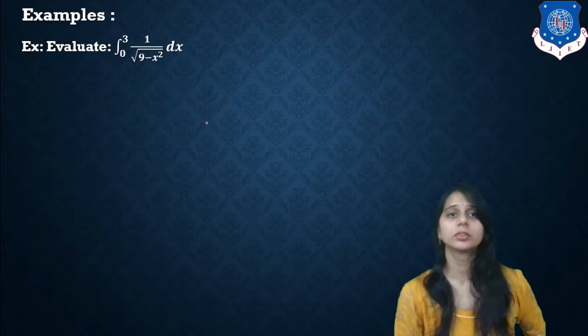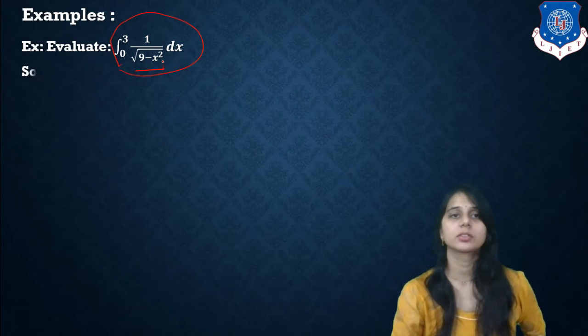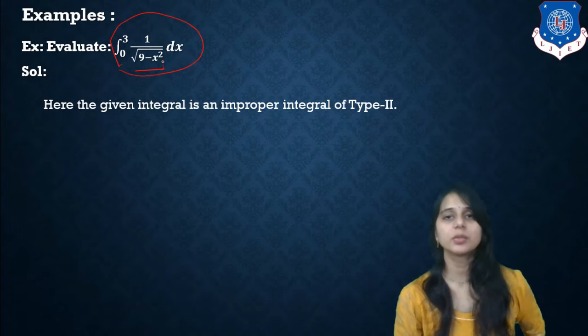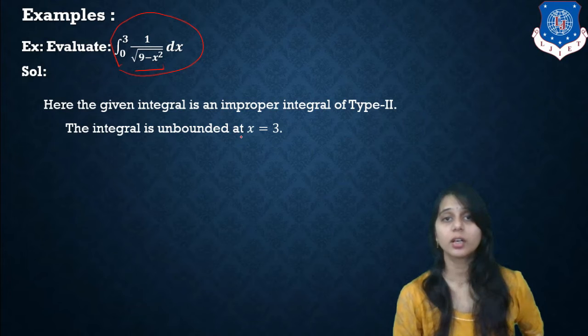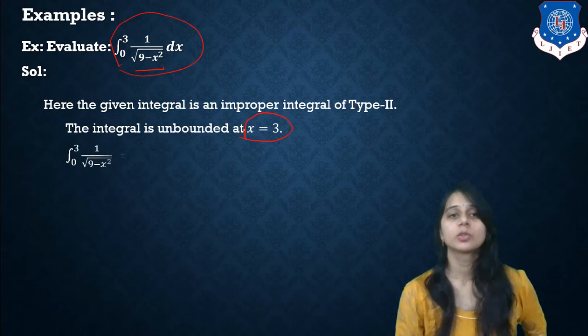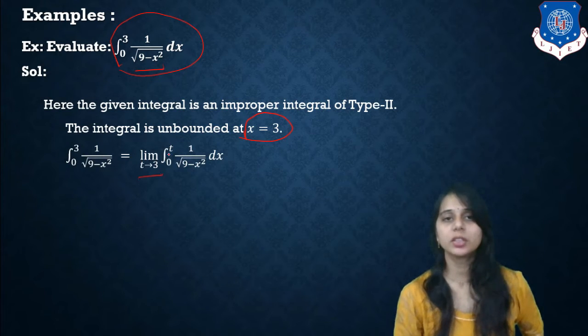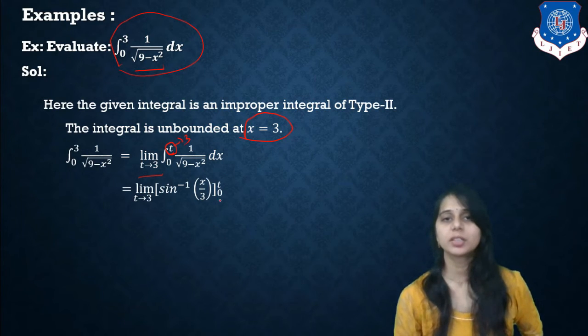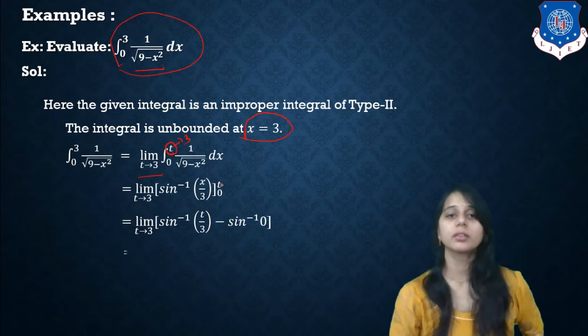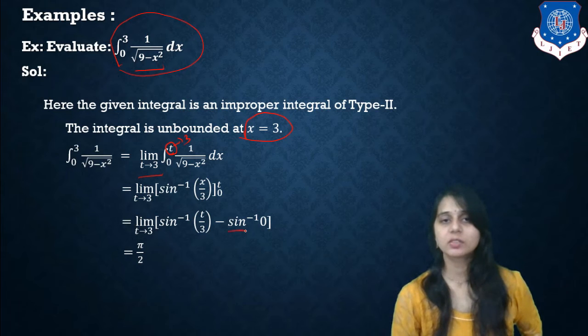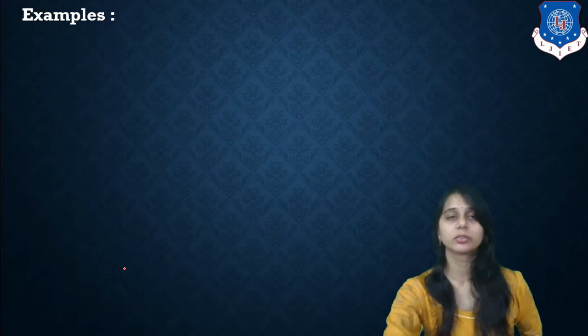We are taking one example: integral from 0 to 3 of 1 upon under root 9 minus x square dx. It is an improper integral of type 2. It is unbounded at x equal to 3, so we take t tends to 3 and replace 3 with t. Now integrate: sin inverse of x by 3 from 0 to t, and put the upper limit minus the lower limit. We get sin inverse t by 3 minus sin inverse 0. Applying the limit, we get the answer pi by 2 and it is convergent.